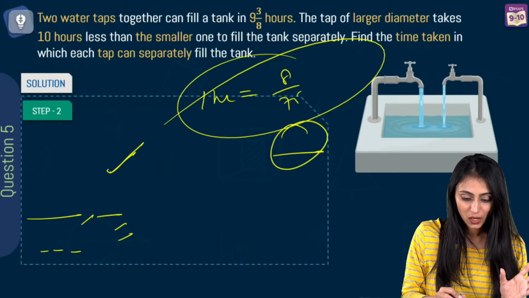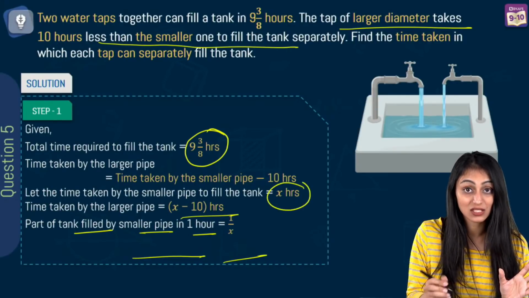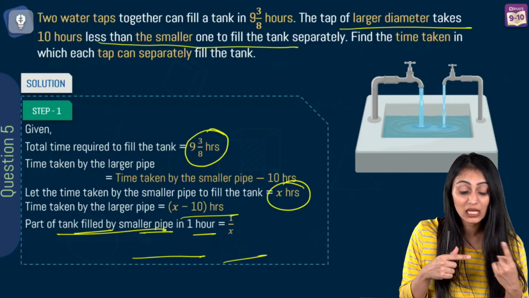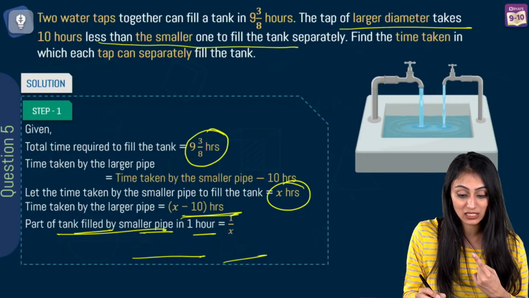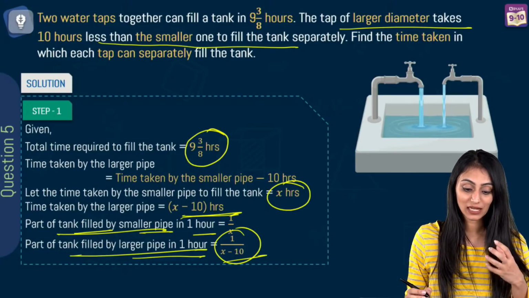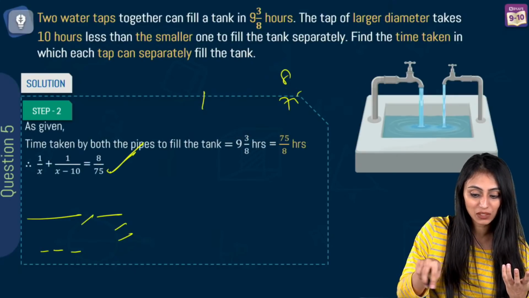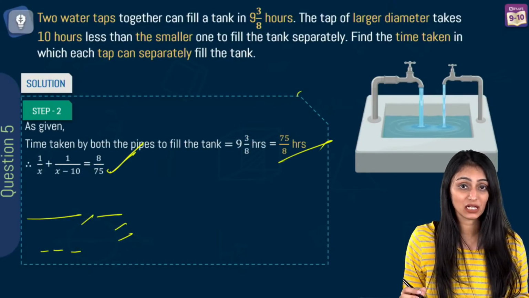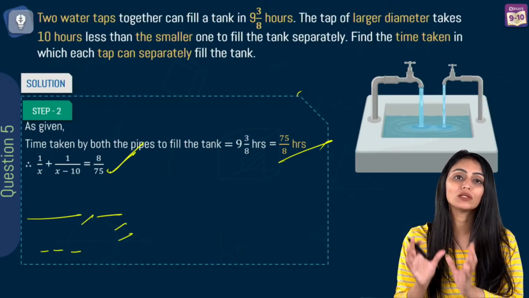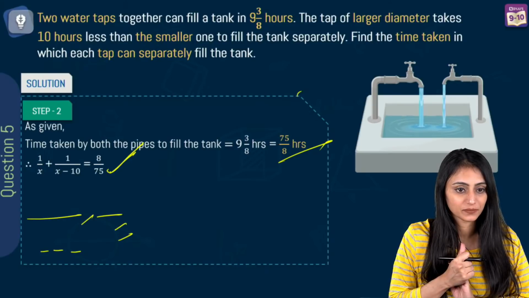Let me just show you. Smaller tap, how much time it was taking? It was taking x hours. जब मैंने उसको reciprocal किया, क्या बन गया? Part of tank filled in 1 hour. Similarly, larger one was taking x minus 10 hours. तो जब मैंने उसको reciprocal किया, it became part of the tank that is filled by the larger pipe in 1 hour. Similarly, यहाँ पर भी आपको time given है 75/8 hours. जब मैं इसे reciprocate करूँगी, it will show me the part of the tank filled by both the pipes in 1 hour. Right? I hope this is clear to everyone.